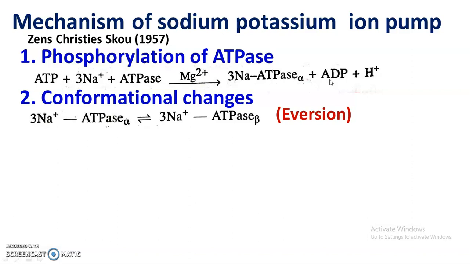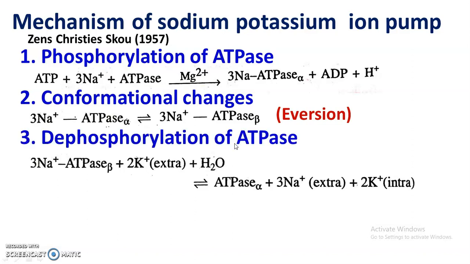So here, in the second step, the alpha form of sodium-bound ATPase is converted into the beta form of sodium-bound ATPase, and in this way there is an eversion of the ATPase.